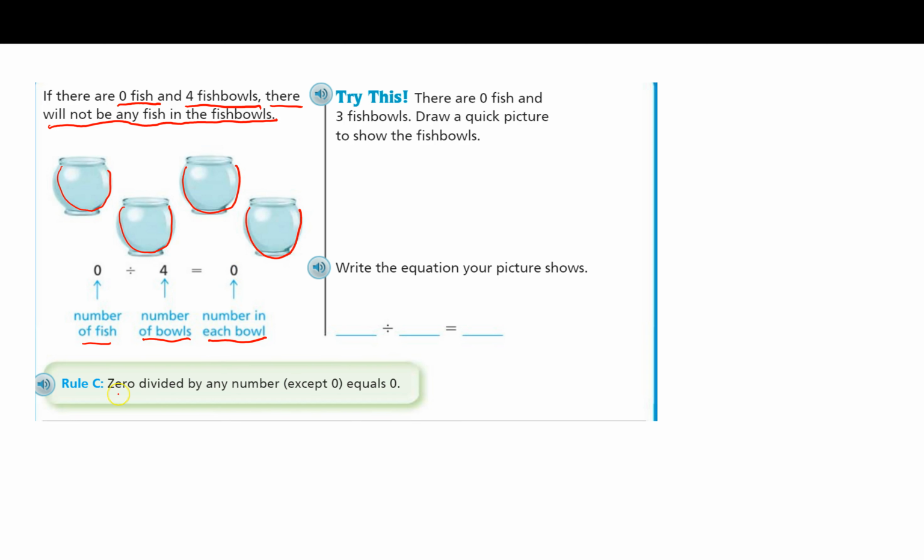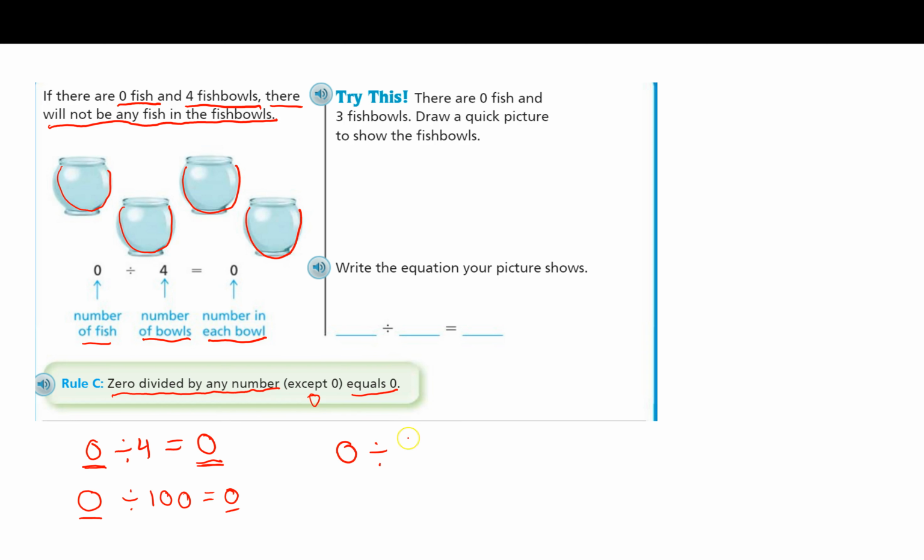So our rule says 0 divided by any number except 0 equals 0. So for example, if we have 0 divided by 4, that equals, again, 0. So it's similar to the one rule that we had before where these two terms are always going to be the same, okay, as long as it's 0. So if I have 0 divided by 100, well, again, 0 divided by any number here is going to be 0.